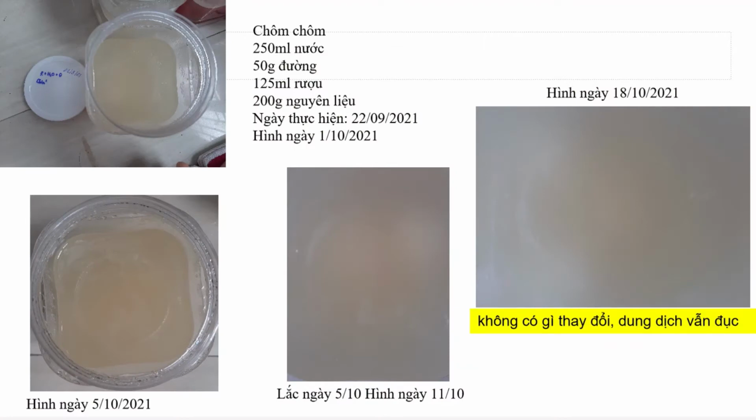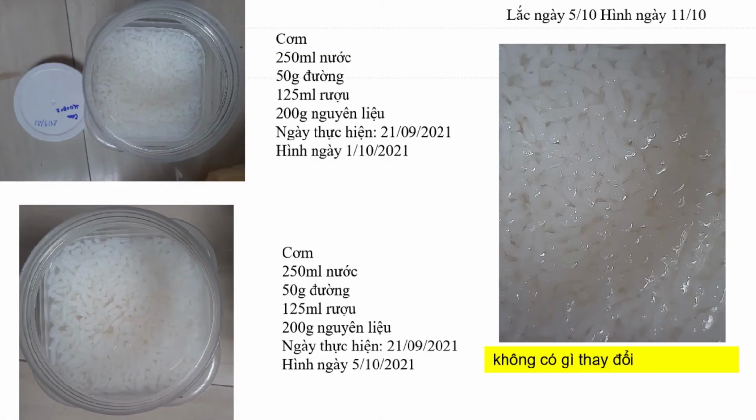Rambutan samples from October 1st to October 5th showed no film. After shaking, after 13 days, there was still no change. The water was cloudy because the sample was too sweet. The rice samples from October 1st to October 5th showed no film either, and after 13 days there was still no change because there were too many samples.